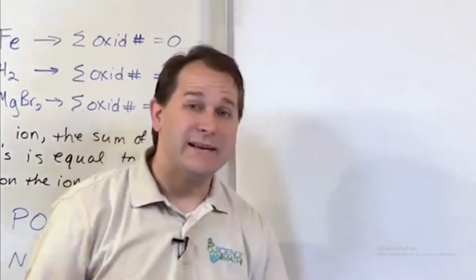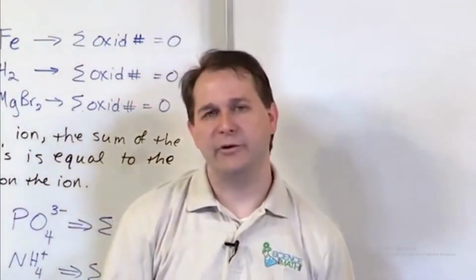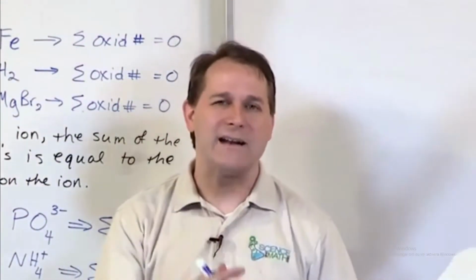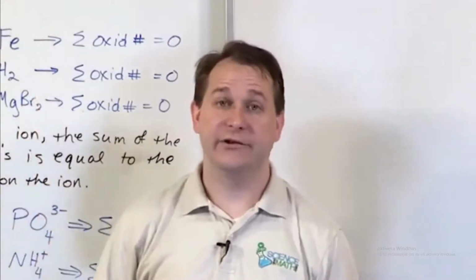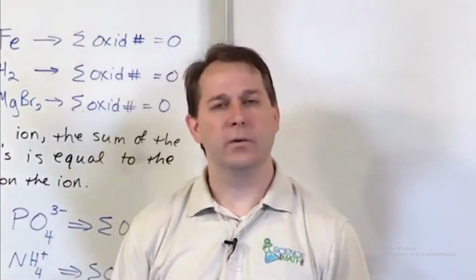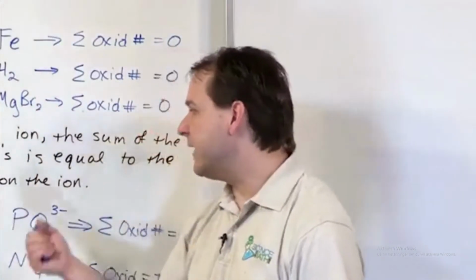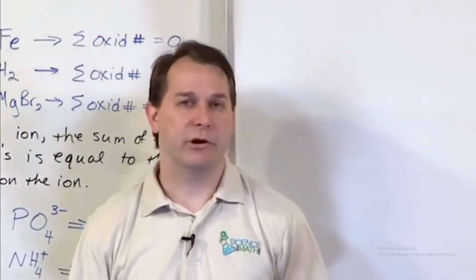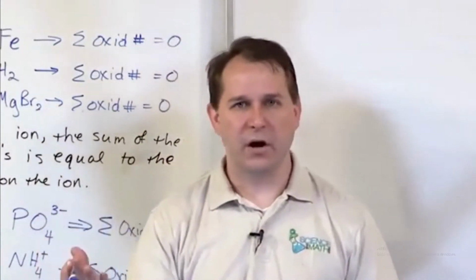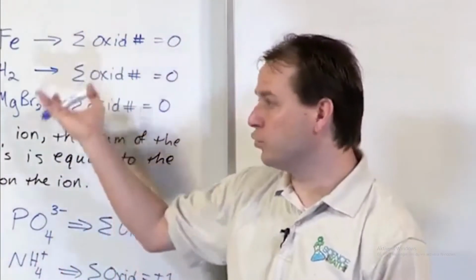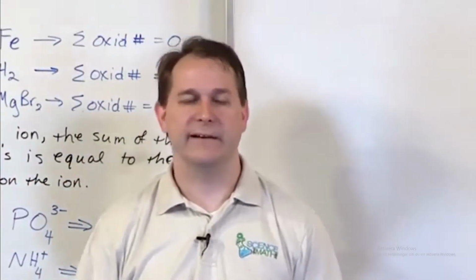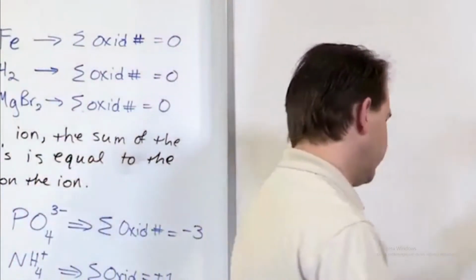And that basically applies to everything, because everything in nature is either going to be a neutral atom or molecule, in which case the oxidation numbers will sum to 0, or it's going to be an ion of some kind, in which case the oxidation numbers are going to sum to give you the charge on that ion. So everything's going to fall into one of those two categories, and that's why it's rule number 1. It applies to basically everything. It's top of the food chain, always going to apply. Now let's go and look at rule number 2.